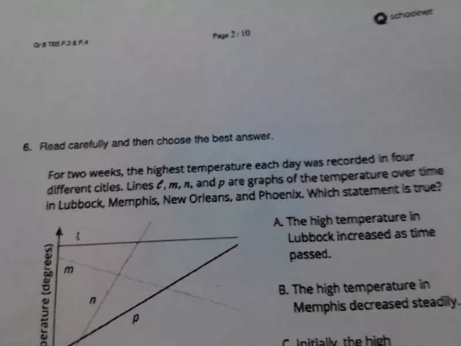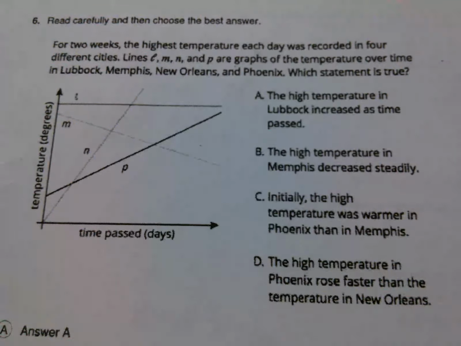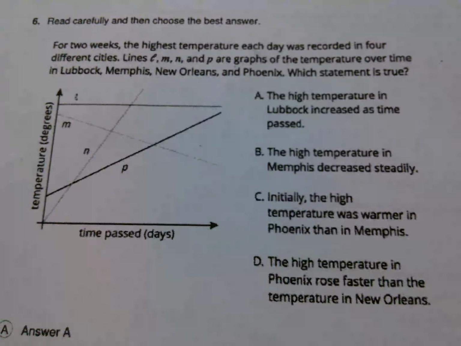All right. Number 6. Let's do this one, please. Pause for the cause. Table 1. What did you all get as an answer choice? B is the correct answer.